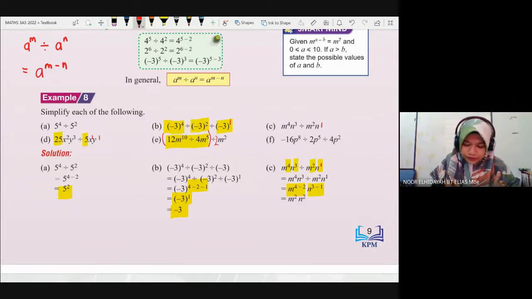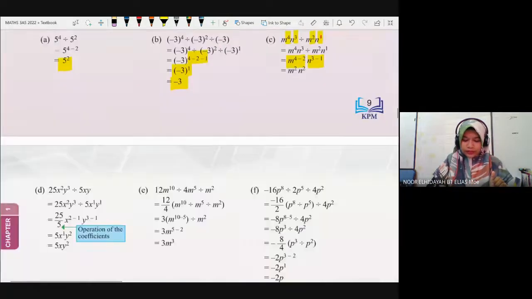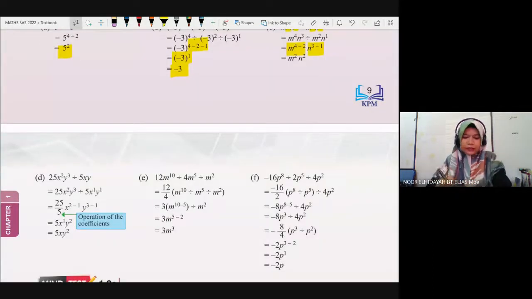Bila division ni dia ada sikit yang awak kena hati-hati. So awak tengoklah dalam example dia ada bagi. Dia selesaikan one by one. Dia selesaikan dulu untuk 12 m power of 10 divided by 4 m power of 5. Dia selesaikan this one first, kemudian baru dia selesaikan divide by m power of 2. Supaya tidak buat silap.